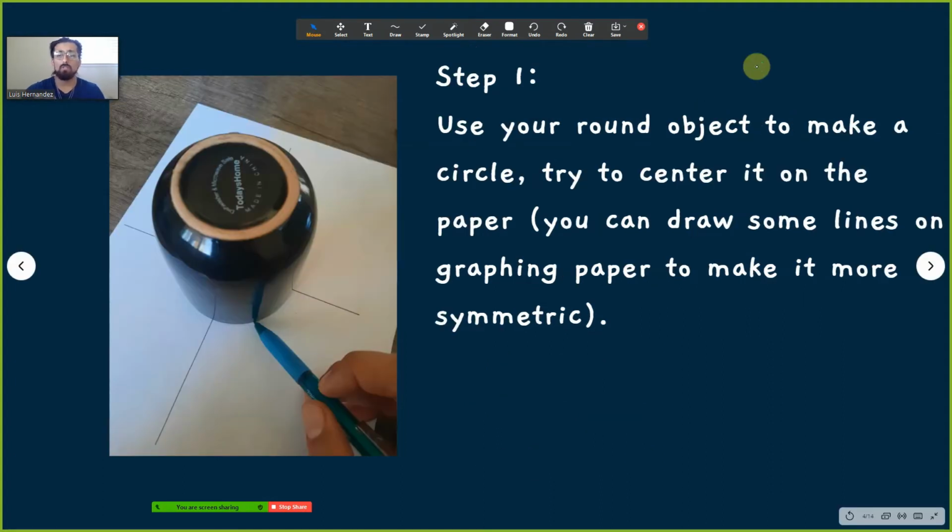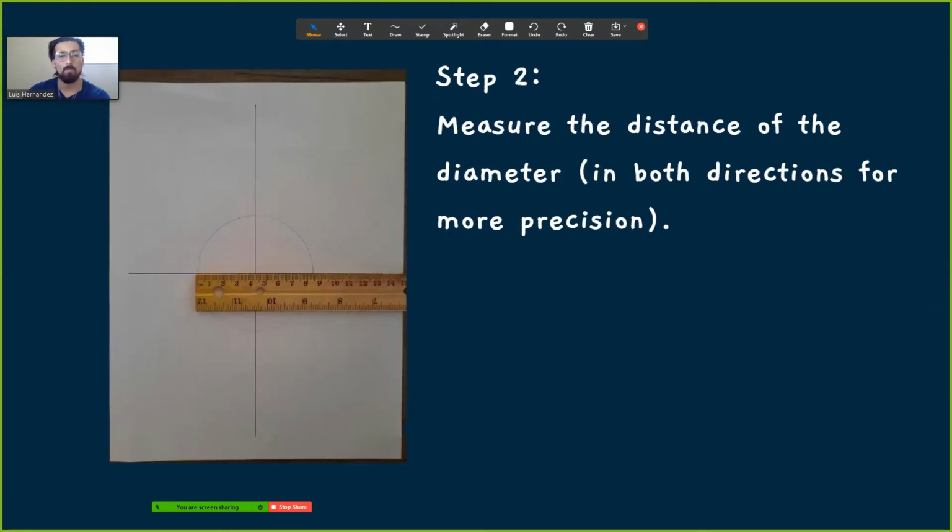The first step is to use your round object to make a circle and try to make this in the center part of your paper. I just draw a couple of lines in here to have a guide, and then I put the mug on top, just like that. And then I use a pen that wasn't that thick because I want to be as precise with the measure as possible. Step number 2, of course, is measuring it.